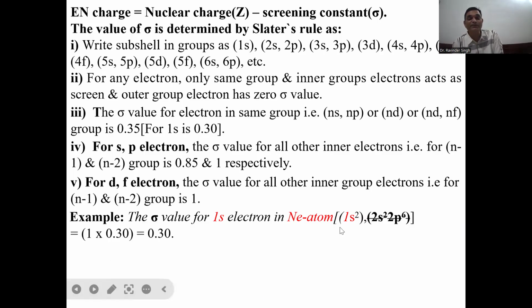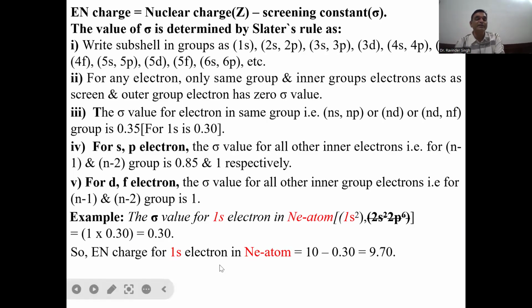So the screening constant value will be, because we have to calculate for 1s, and 1s had 2 electrons, for one of them we are calculating, so the remaining electron is only 1. So we write here 1 and the value of screening constant is 0.30 for that 1s electron. Okay, so 1 multiplied by 0.30 is equal to 0.30. So the answer is 10, the atomic number of the neon, that is the actual nuclear charge. 10 minus that screening constant value 0.30 is equal to 9.70 is the answer.